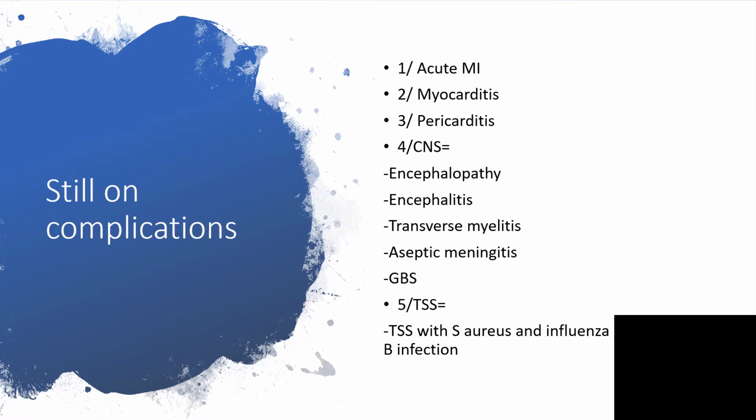Still on complications, there's possibility of acute myocardial infarction. The individual could come down with myocarditis, pericarditis, and central nervous system involvement. And in that case, there's possibility of encephalopathy, encephalitis, transverse myelitis, aseptic meningitis, and Guillain-Barré syndrome. So for people coming down with signs of flu and they are right before you, imagine the number of things that you need to rule out. Possibility of toxic shock syndrome is also there with Staph aureus and influenza B infection.